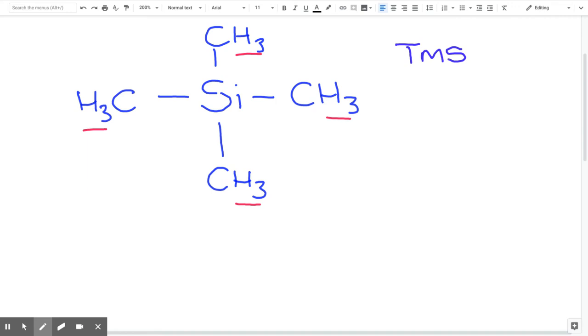Once you've done your sample, TMS has a relatively low boiling point, so you can take it away from your sample so you don't contaminate your sample should you need to have the sample used later.